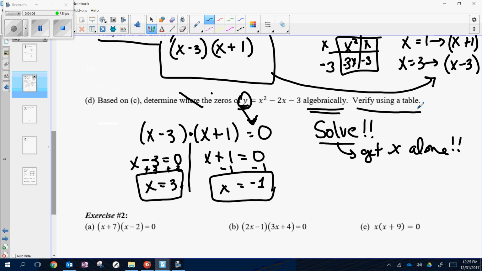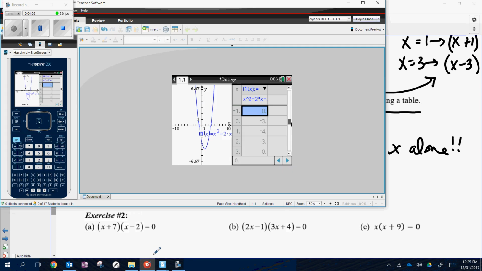Verify using a table. So I'm going to take a look at a graph and a table of this. The -1 made a 0, and the 3 made a 0. So graph, table, and look for your zeros.